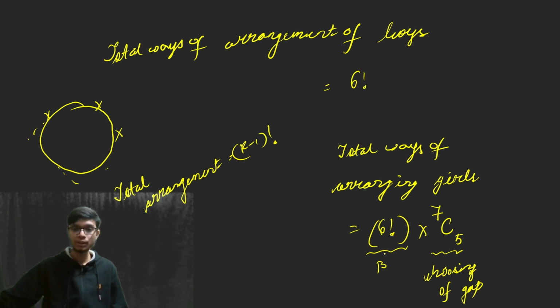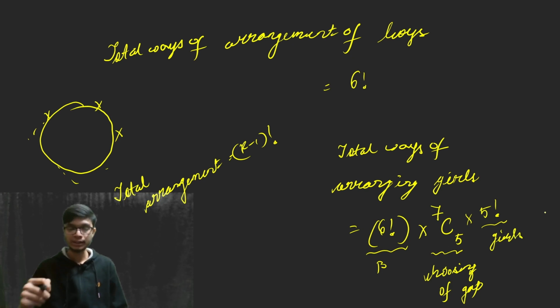So this 6 factorial stands for the boys' arrangement, and 7c5 is choosing the gaps: there are 7 gaps, and out of the 7 gaps we have to choose 5 gaps. In these 5 gaps we have to arrange the girls, so again this will be 5 factorial, the girls' arrangement. Now you will definitely ask why for the girls we use 5 factorial, why not 5 minus 1 factorial?